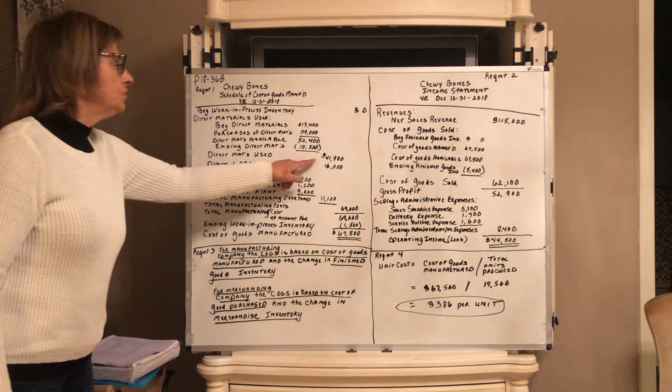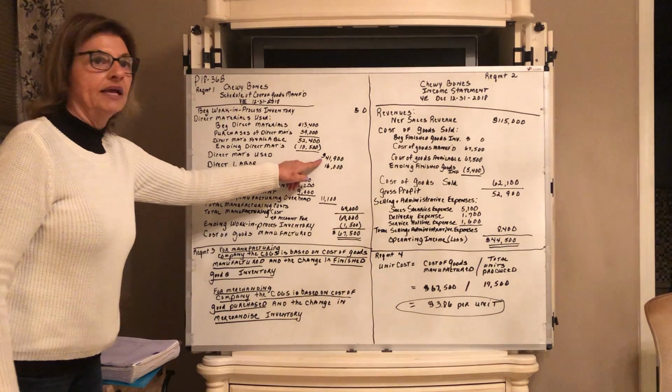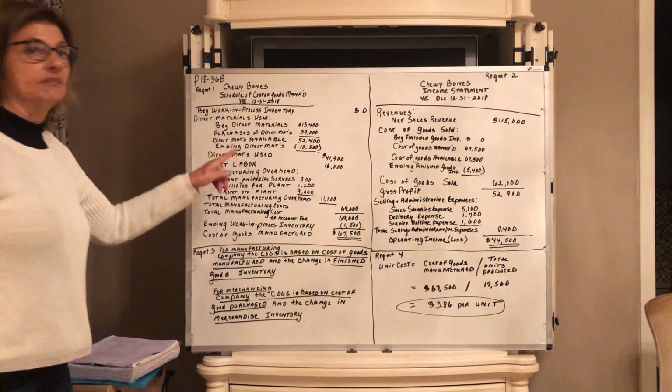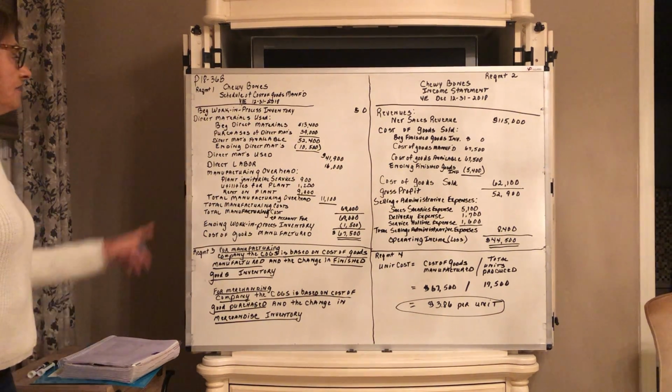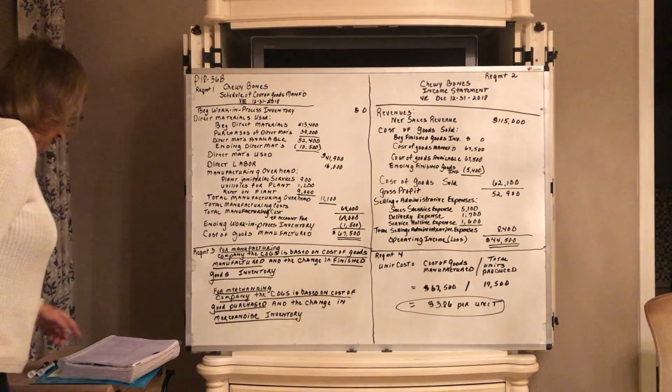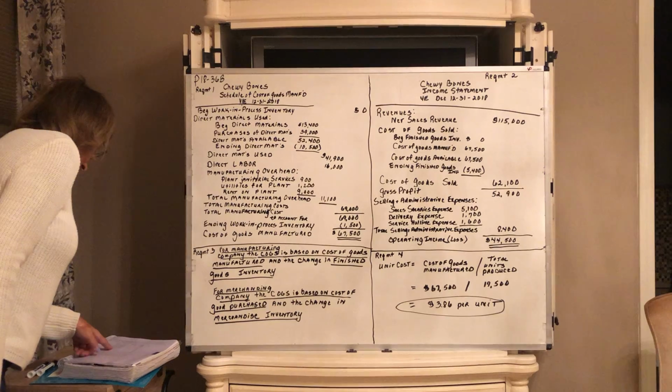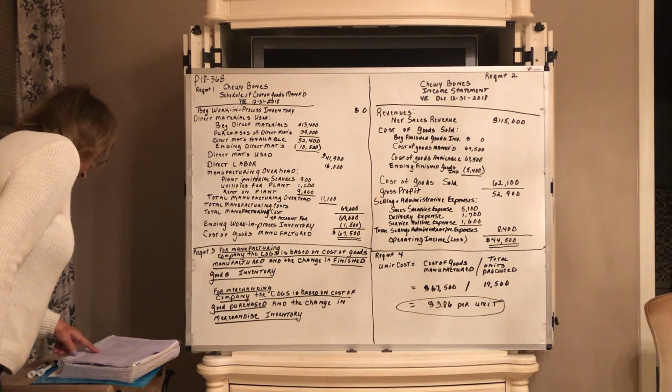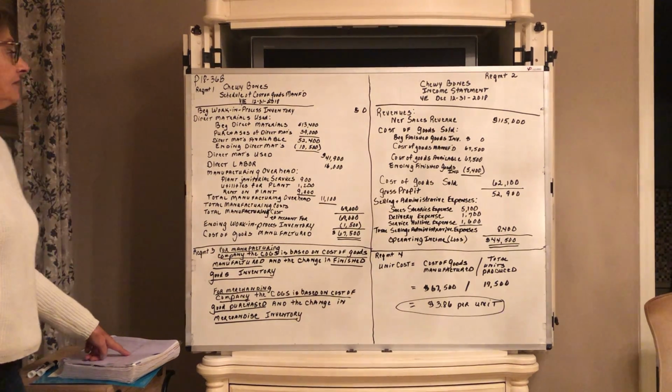$10,500. So we used $41,900 worth of direct materials. Then the direct labor is easy. They always just give it to you. The direct labor is in the other. It's the last thing, $16,000.